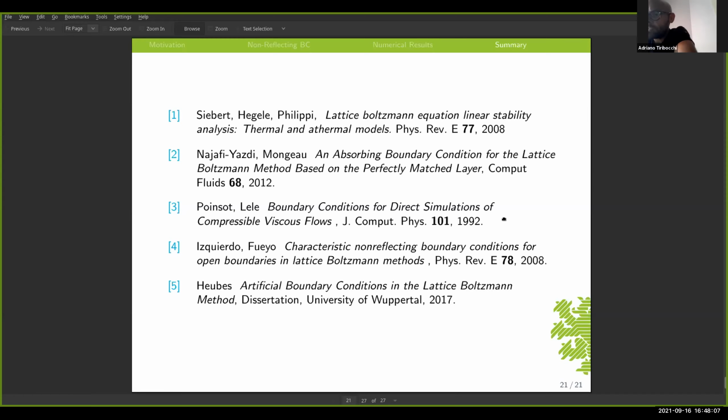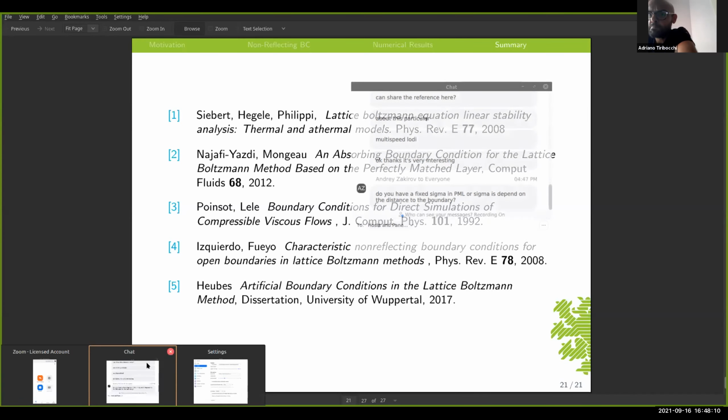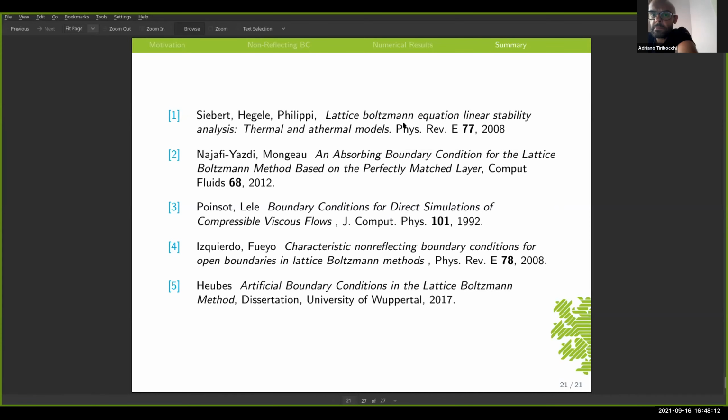Another question in the chat: you have a fixed sigma in the PML region. Yes, okay, so I did not mention this for reasons of simplicity. This sigma will be dependent on the distance to the boundary, in the sense that I'm using a quadratic ramp up of the sigma to this maximum value, so that there is a smooth transition from the bulk towards the damping domain. So the further you are in this damping zone, the further you quadratically ramp up to this maximum value of the sigma.